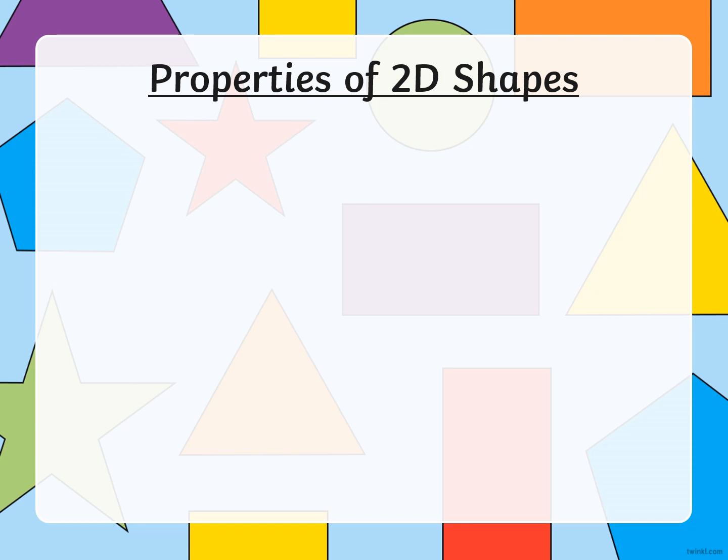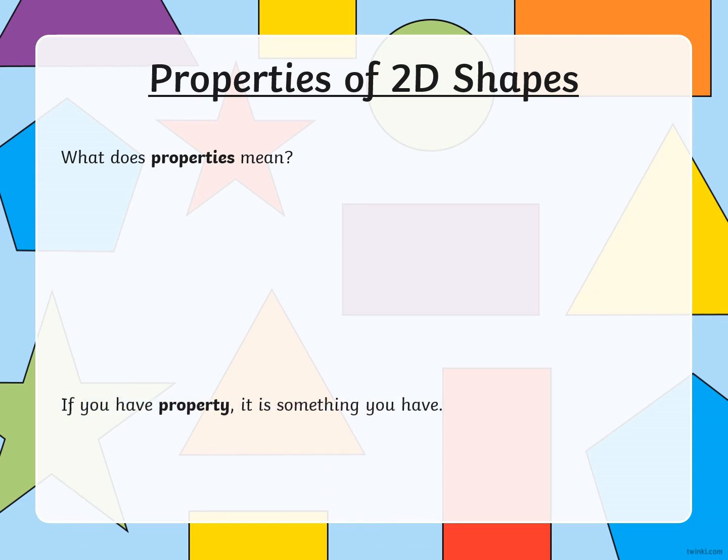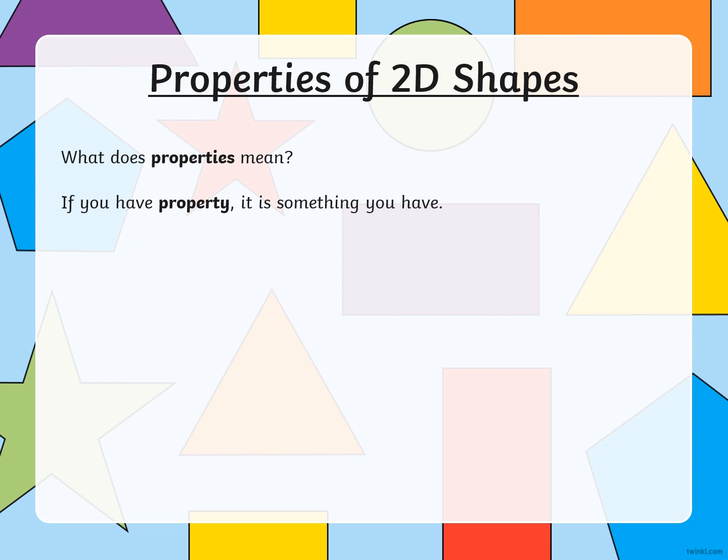Okay, so properties of 2D shapes. What does properties mean, guys? Have a think. Have a chat if you've got someone with you. Are there any words in properties that we know the meaning of? Property. Okay, so if I have property, it means I have something. So the properties of shapes are things that the shapes have.